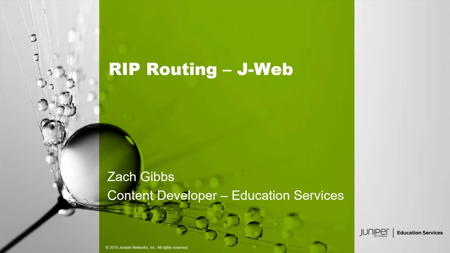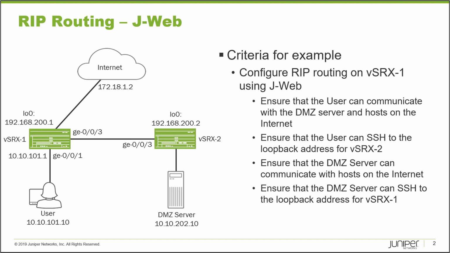And today we will be discussing the RIP routing JWeb Learning Byte. In the topology on the slide, we have two vSRX devices, vSRX1 and vSRX2. vSRX1 is connected to the user and the internet. vSRX1 is also connected to vSRX2 over the ge-0/0/3 interface. Then vSRX2 is connected to the DMZ server.